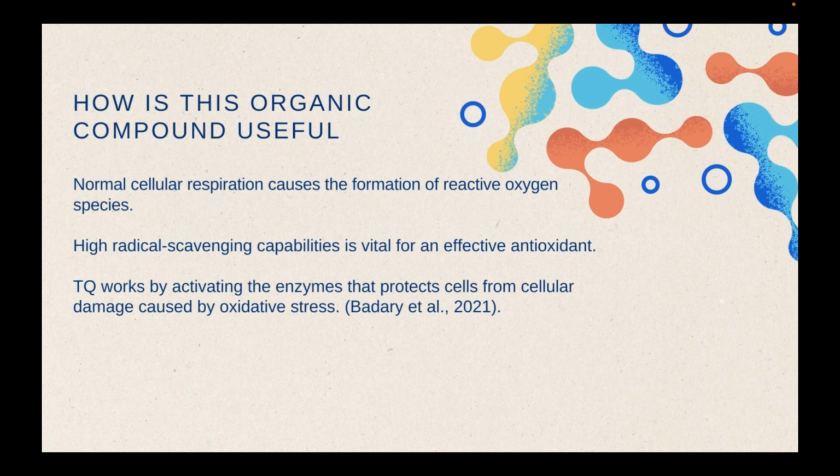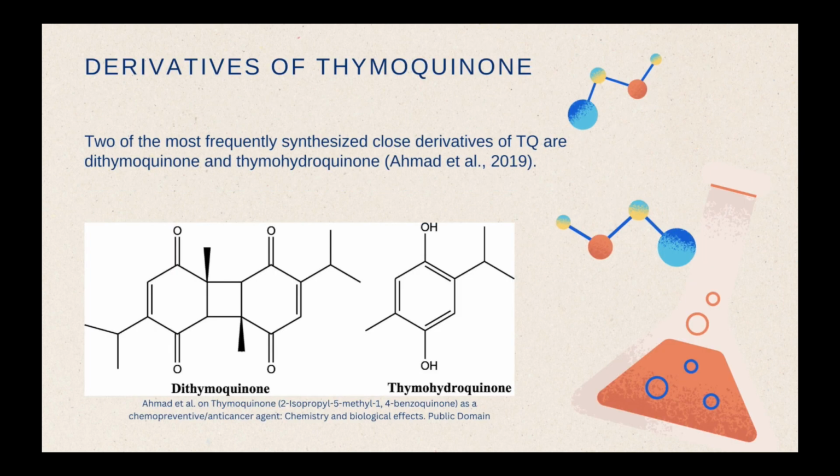In this picture, we can see dithymoquinone and thymohydroquinone. These are the two most frequently synthesized close derivatives of thymoquinone. A major difference I noticed between thymoquinone and dithymoquinone is that it looks like it's connected by cyclobutane in the middle. In thymohydroquinone, I noticed that the ring is fully conjugated, and instead of pi bonds connected to an oxygen, it's a sigma bond connected to a hydroxyl group.